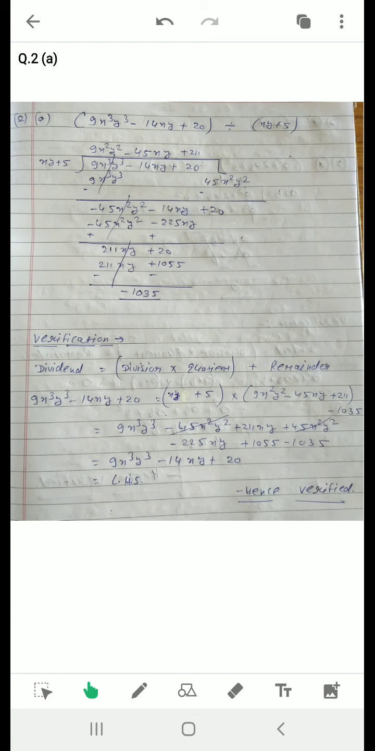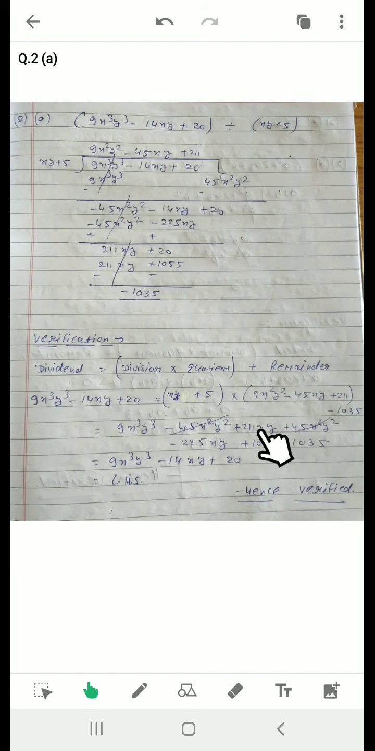Now what we need to do: if there are any like terms, we can combine them and solve. Just like here minus 45x²y² and there it is plus 45x²y². So we can cancel out both, because 45 minus 45 will be 0. They both are like terms. This is the term of x²y², and this is also the term of x²y², so they are like terms. We can cancel them out.